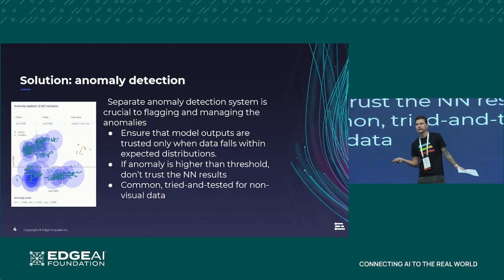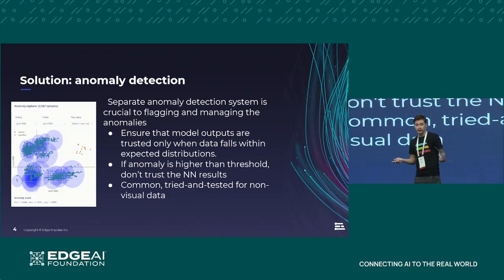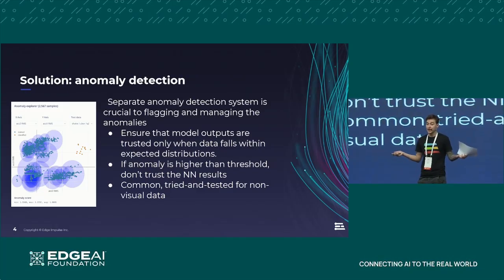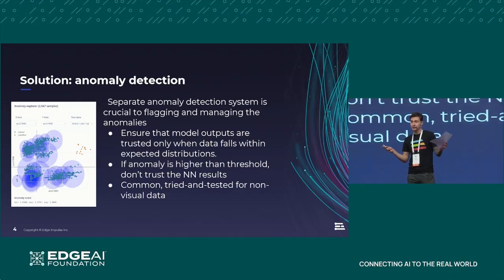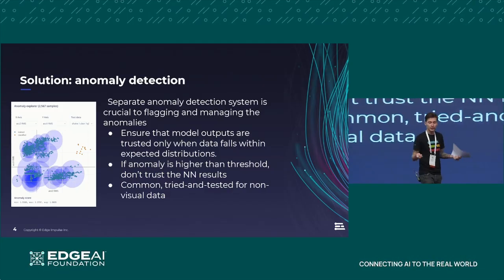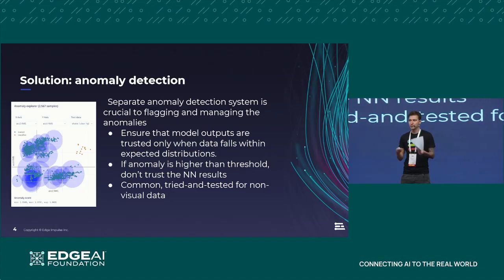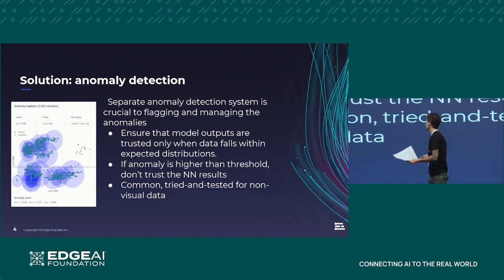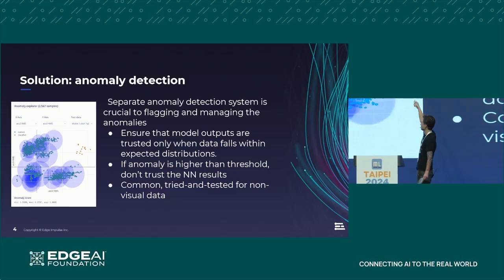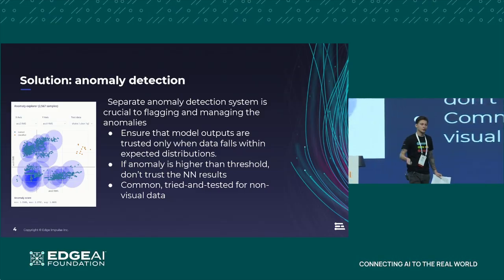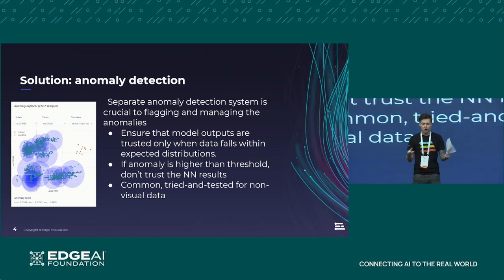Basically what we do is that there is a separate anomaly detection system for flagging and managing the anomalies. Basically, we only trust the outputs of the models when the data falls within the expected distribution. So we have the training data, which represents our normal data, and then we have some data points that do not look like anything that we encountered before. Okay, so this is an anomaly. With k-means, it's very simple. It's easy to visualize, right?